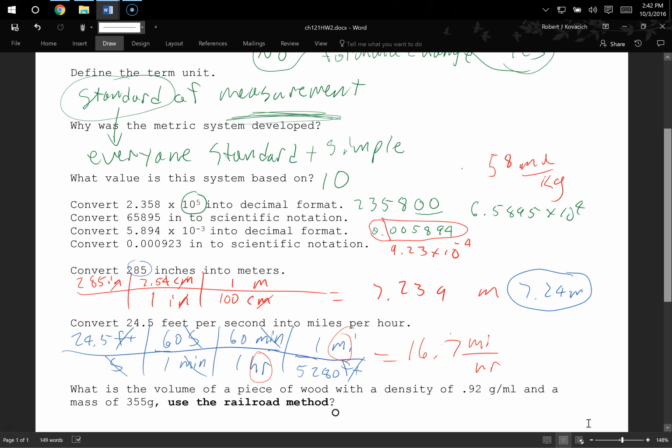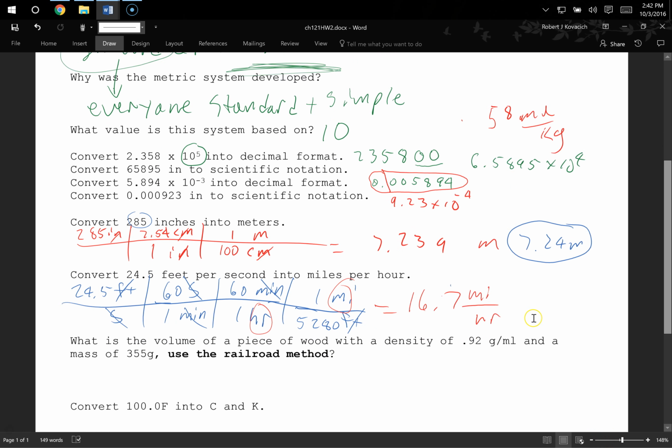Are we good with that one? I try to cheat off, use your notes backwards.